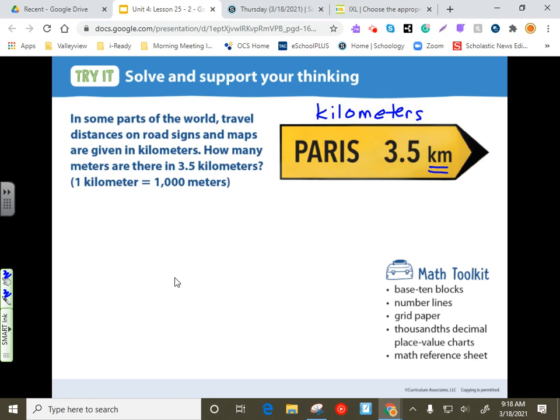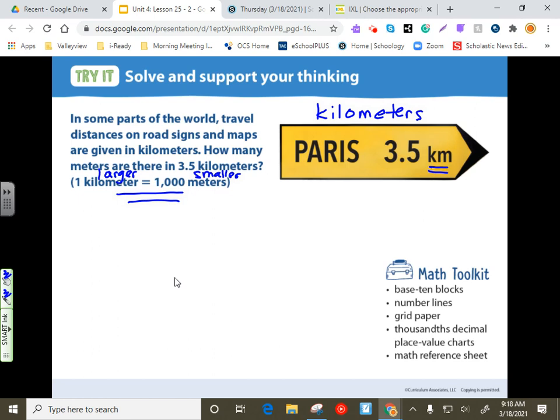It wants to know how many meters there are in 3.5 kilometers. And we know 1 kilometer equals 1,000 meters. So to do that, we know that kilometers are larger, and we know that meters are smaller units because it's going to take 1,000 of these smaller meters squished together to make 1 kilometer. So that's how we know that's smaller.